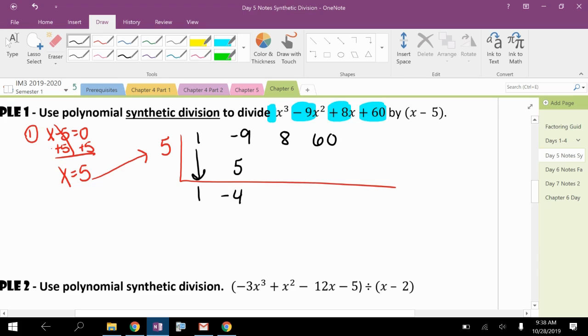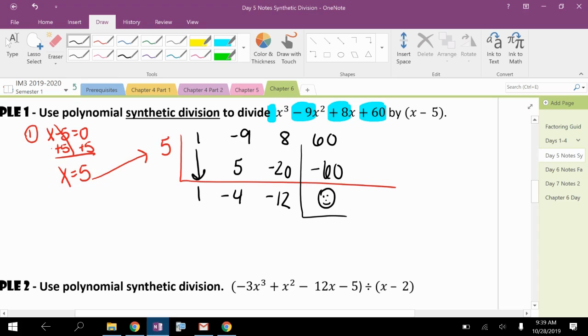5 times -4 gets me -20. Add down. 8 minus 20 gets you -12. One more time. Multiply when you're on the outside. 5 times -12 gets you negative what? Think of a clock. Yeah, I heard someone start to say it. You can use a calculator if you need to. 60. Add straight down and you get 0. I'm going to put a little smiley face in my 0.